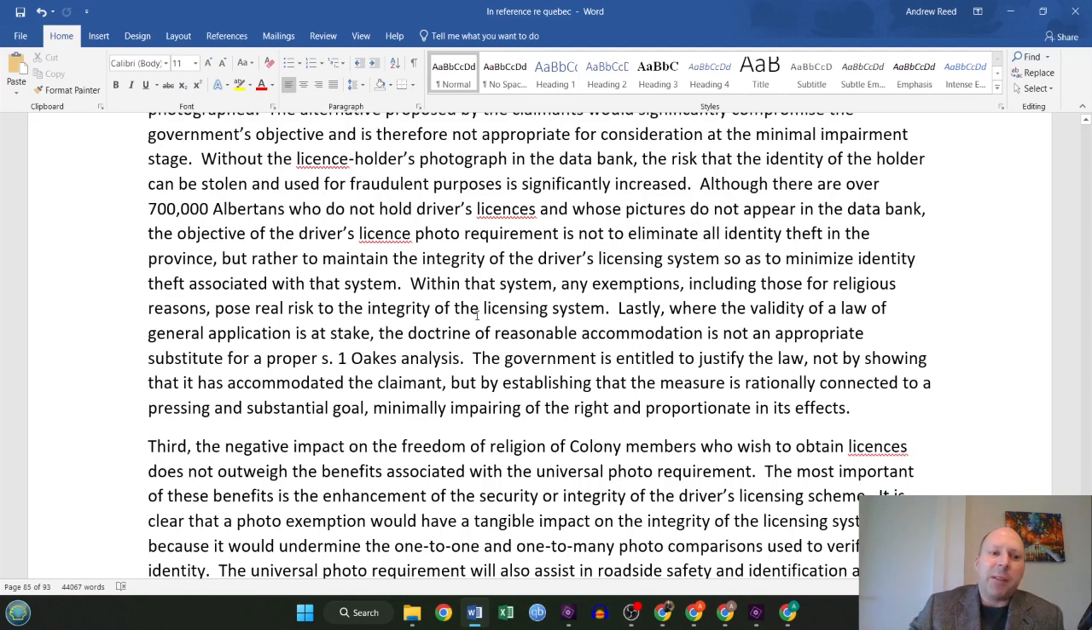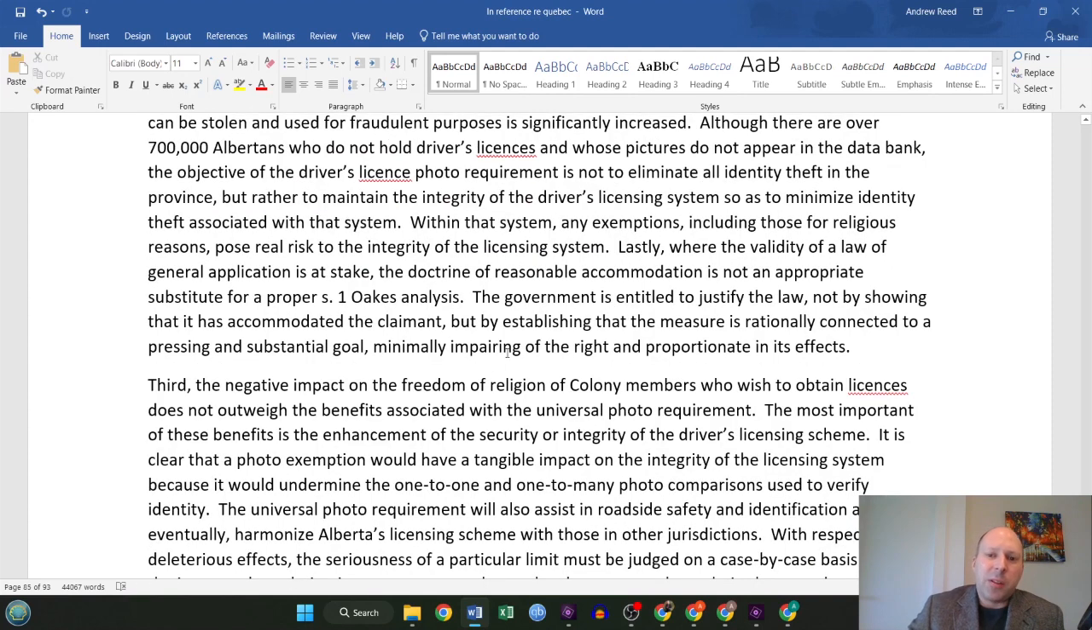Finally, where the validity of a law of general application is at stake, the doctrine of reasonable accommodation is not an appropriate substitute for a proper Section 1 Oakes analysis. The government is entitled to justify the law, not by showing that it has accommodated the claimant, but by establishing that the measure is rationally connected to a pressing and substantial goal, minimally impairing of the right and proportionate in its effects.